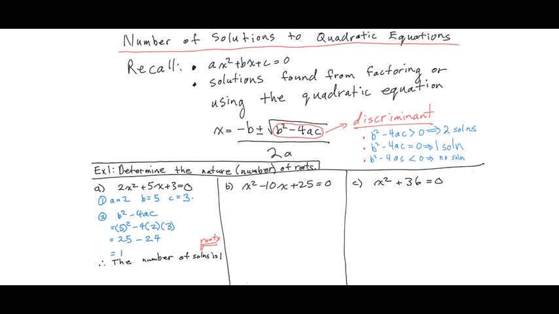Now for question B, we're going to do the same as we did before. Step 1, identify A, B, and C in our equation. And we get this for A, B, and C. Notice there's no number in front of x squared, which means our value for A is 1, and B is -10, C is 25. Now, since we need to know the nature of roots, also known as the number of roots or the number of solutions, what we can do is we start by using our discriminant.